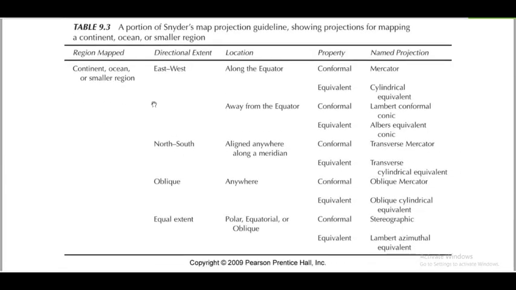And again, with regions, now we're getting into that idea of east-west, north-south, or some other angle, where you're at, whether you're near the equator or away from the equator, and then what property, again, shape or area. So hopefully these tables aren't too complicated. And then if you're talking about a state, you're going to get into state plane or UTM.